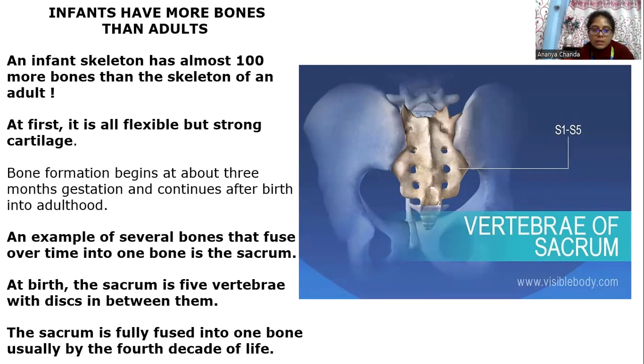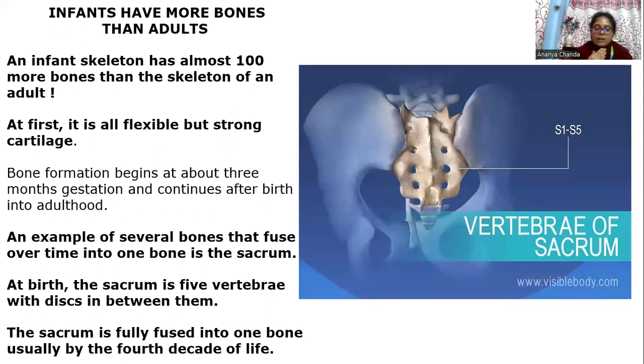At first, it is all flexible but strong cartilage. So the bones in the infants are flexible in nature, but the cartilages are very strong. So the bone formation begins at which stage of the development of the infant? That is at about 3 months gestation and continues after birth into adulthood. So from the 3 month gestation period to after the birth of the child into adulthood.